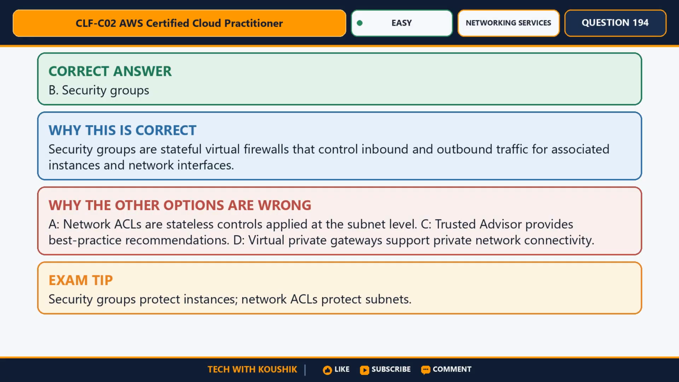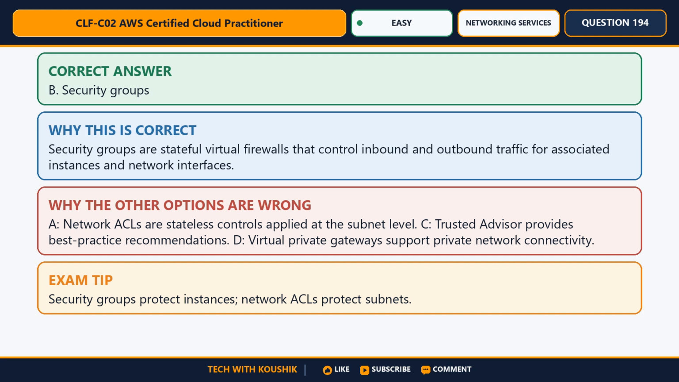The correct answer is B, Security Groups. Here is why. Security groups are stateful virtual firewalls that control inbound and outbound traffic for associated instances and network interfaces. Why are the other options not correct?